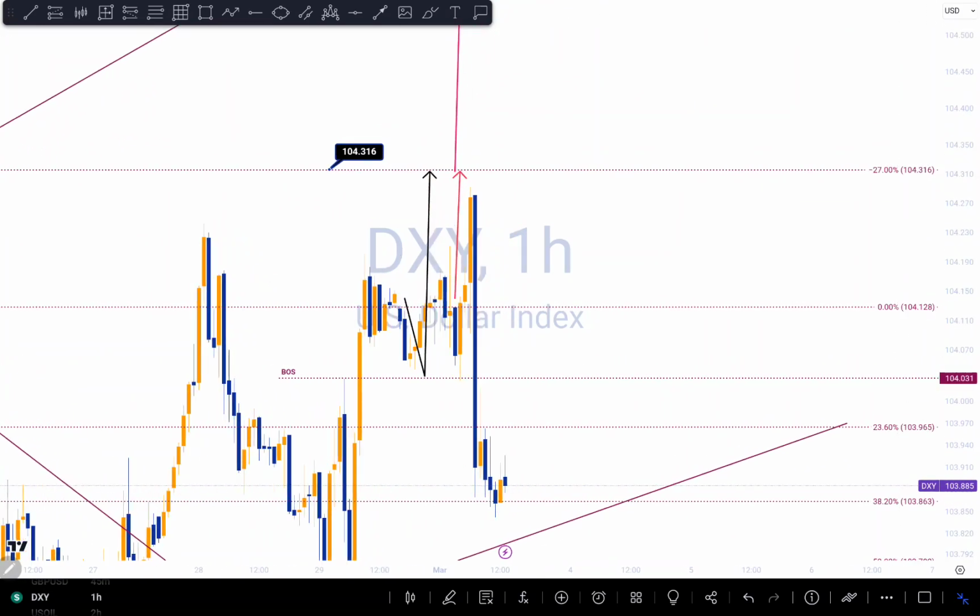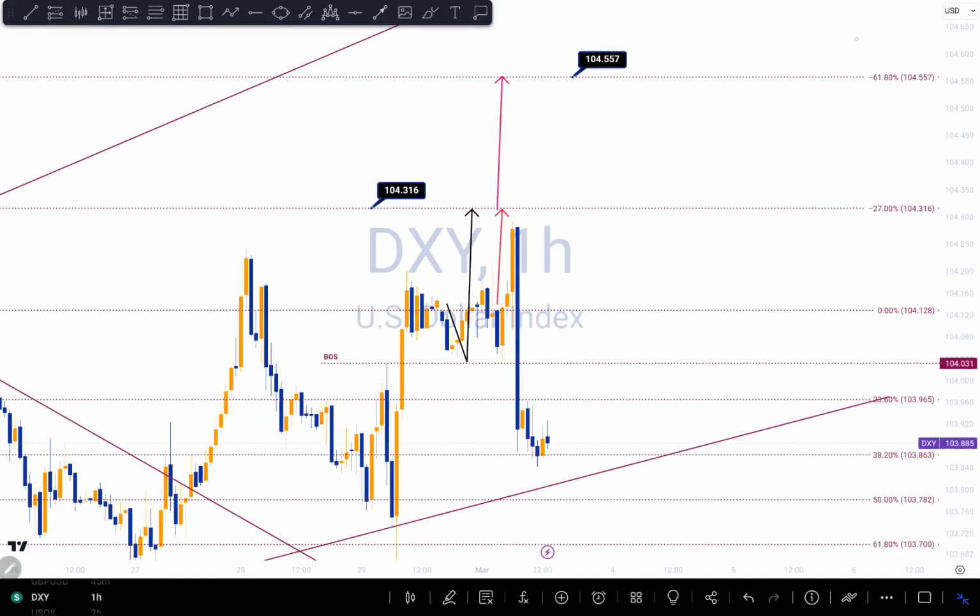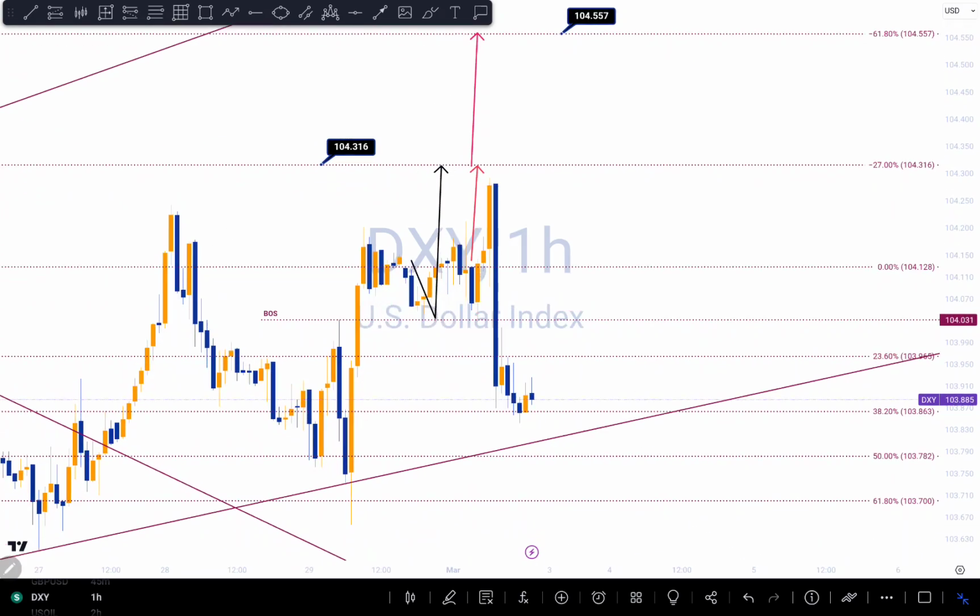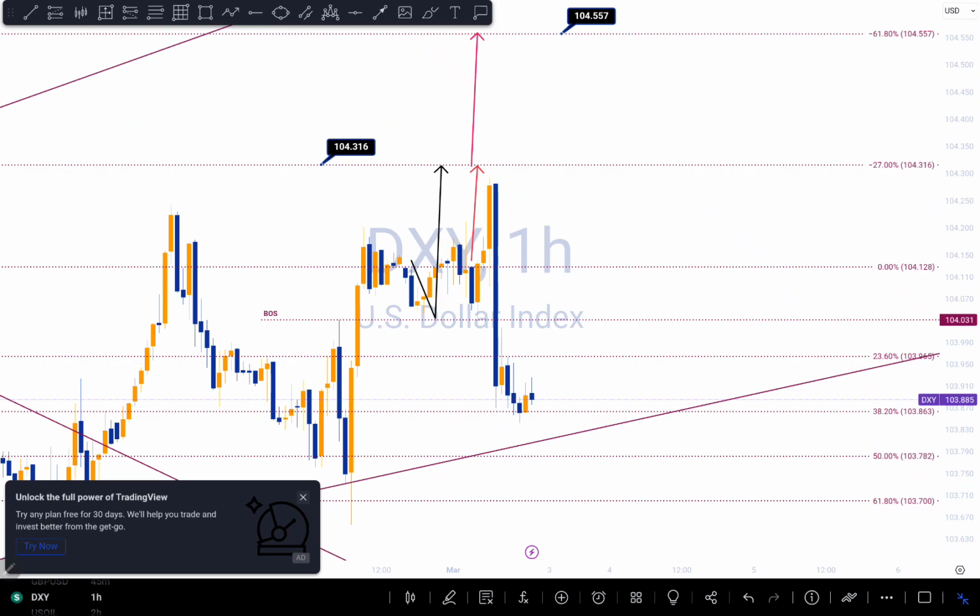What are we expecting on the XY? Before we do today's analysis on the XY, I will do a quick recap on the XY. So let's do a quick recap, guys. If you watch my previous analysis on the XY, I think we're around this area right here.